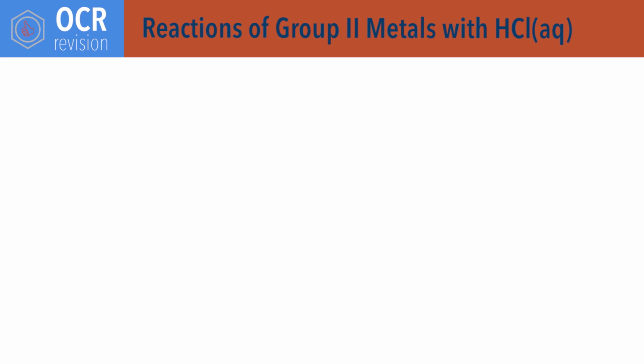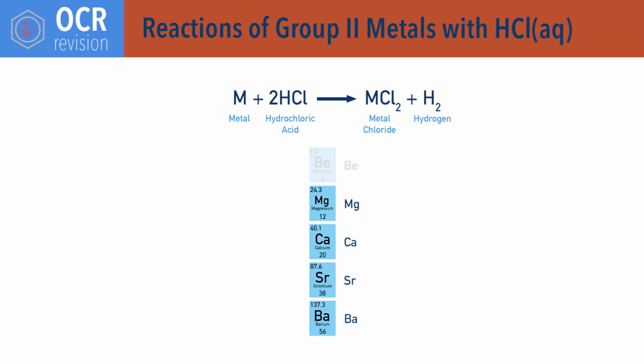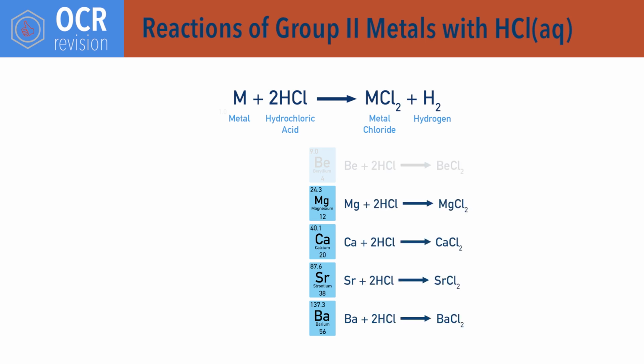Group 2 metals react with dilute hydrochloric acid to form metal chloride salts and hydrogen gas, with a general reaction of metal plus hydrochloric acid to metal chloride and hydrogen. M plus 2HCl forms MCl2 plus H2. Again, as the group 2 metals become more reactive as you go down the group, the metals react more vigorously and hydrogen gas gets produced at a faster rate.